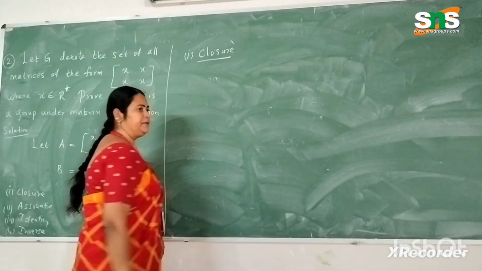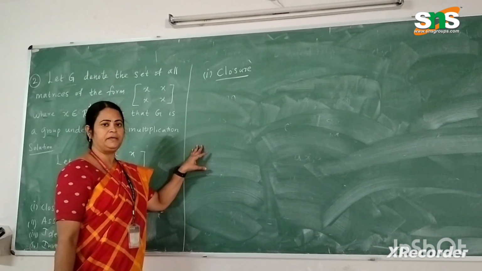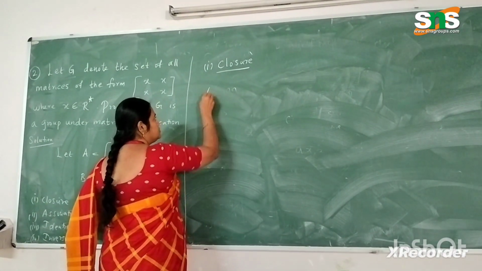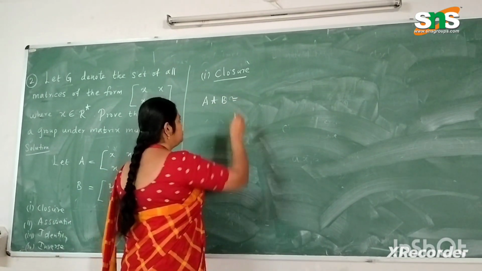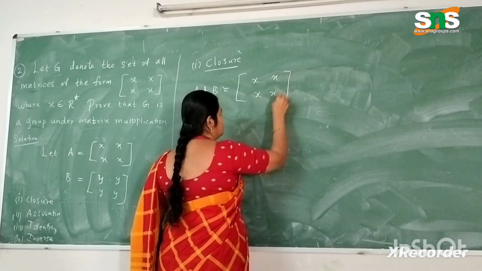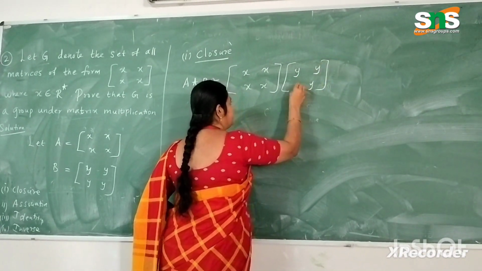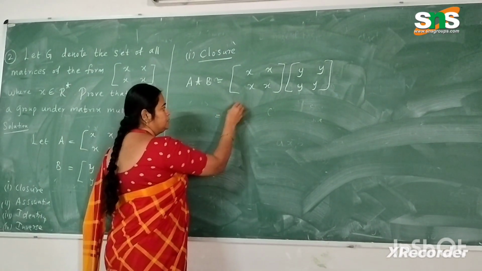The closure property is nothing but: if A, B belong to G, then A star B also belongs to G. So I am having A and B here. Let me find A star B. A star B is equal to [x x; x x] into [y y; y y]. You have to multiply these two 2 by 2 matrices, so the answer will be a 2 by 2 matrix.